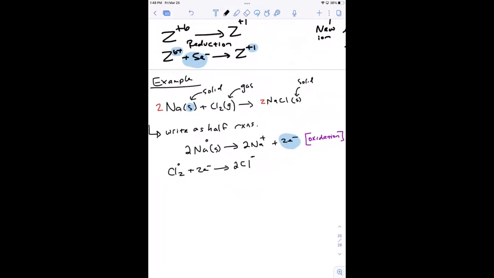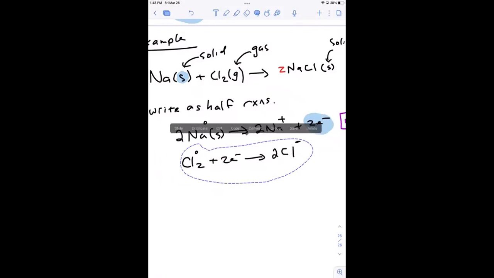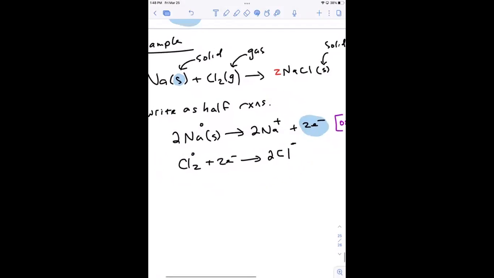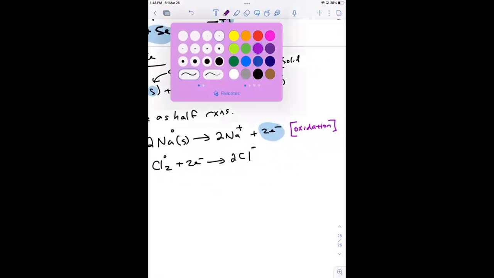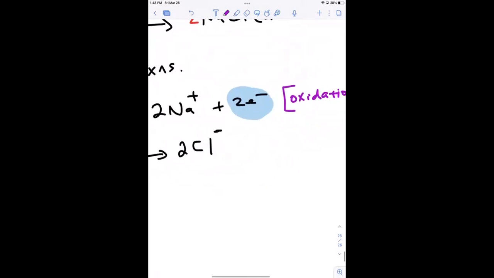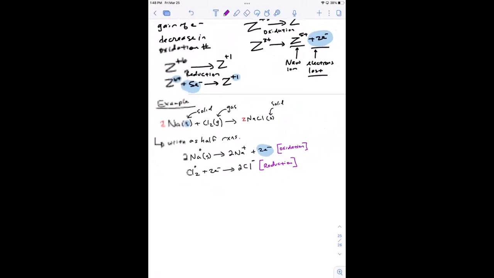So now do you see the point that I was making earlier about the oxidation side and the reduction side? Uh-oh. That's not what I was trying to do. On the reduction side, the electrons are added on the left. On the oxidation side, they're shown on the right. So that's oxidation. And then by default, this is reduction. So overall, this is what we call a redox reaction.